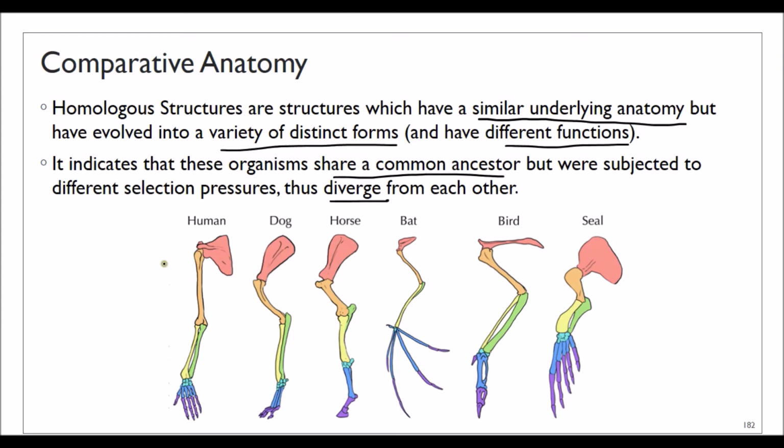function has changed. So this is an arm of a human, and it has a very different function from the legs of horses, and very different from wings of birds or the seal. So very, very different functions, but the underlying anatomy is the same. So these are homologous structures.